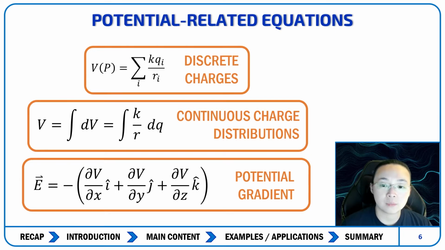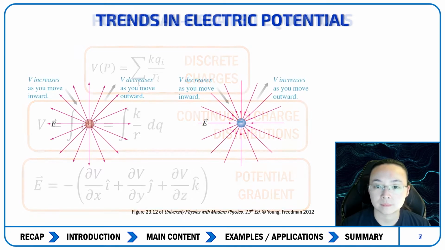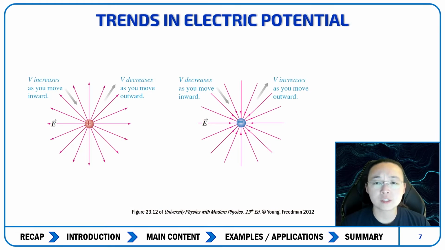The last thing we talked about was how to tie electric potential back to the electric field. There's actually another way of solving for the electric field, and that's through the potential gradient, where you have the partial derivative of the potential with respect to x, y, and z. And once you calculate that, you'll be able to get your electric field. Now, what are some trends that we learned about for electric potential?